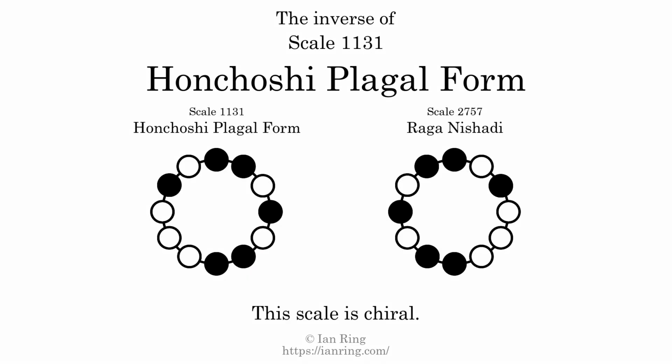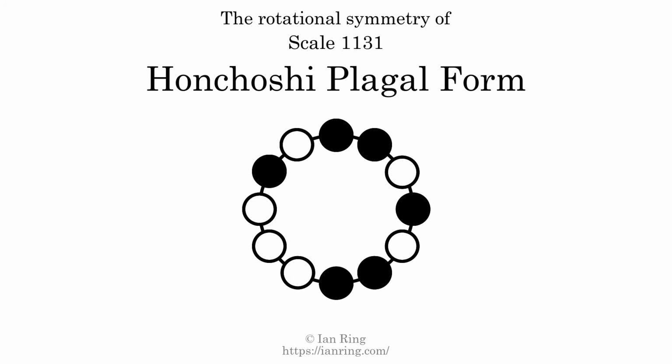The inverse of a scale is a mirror image. It is what you get when the sequence of intervals is reversed. The inverse of this scale is scale 2757, also known as Raghu-Nishidi. This scale is chiral. It cannot transform into its inverse by rotational transformation. This scale has no rotational symmetry.